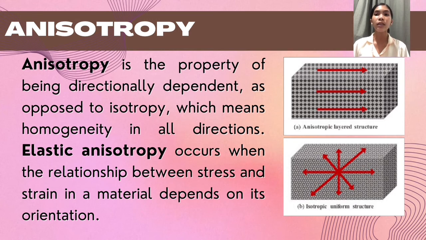It occurs when the relationship between the stress and strain in a material depends on its orientation. An example of this is the river. Of course, there are stones in the river, and the river has only one direction of flow. The rocks in the river may develop cracks, and their cracks depend on the flow of the river. So we can call that anisotropy.